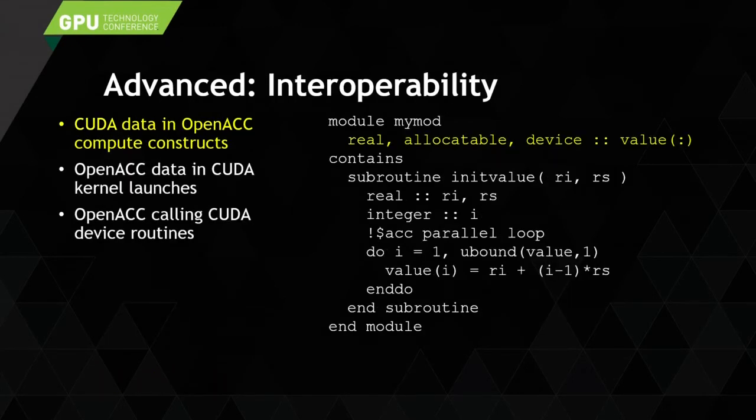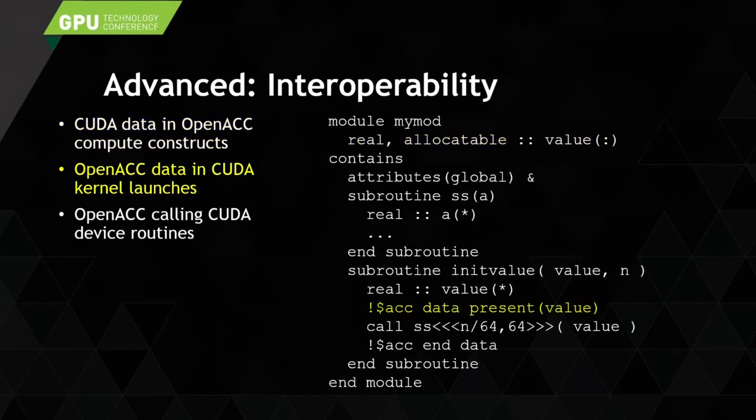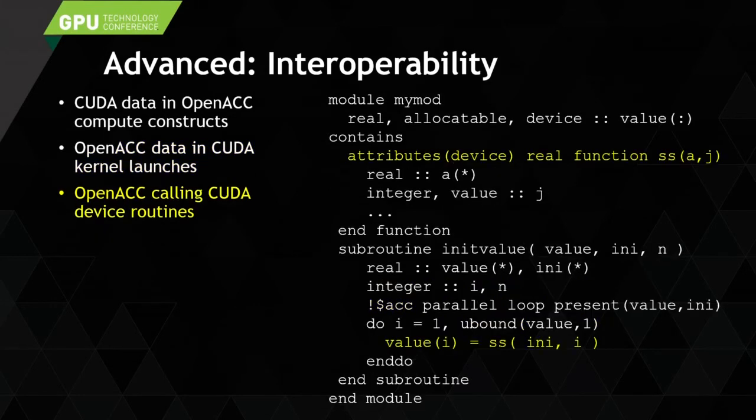The last bit here is interoperability, and I'm almost out of time, so I'm just going to flip through this. You can use CUDA Fortran device data in OpenACC constructs. You can use OpenACC data inside calls to CUDA constructs. Here, because the compiler knows that this is, in fact, an argument with the device attribute, it knows that it should use the device copy for the data there. And you can call CUDA device routines from inside OpenACC regions. This only works in CUDA Fortran. You can do it with CUDA C as well, but you have to write an interface block.